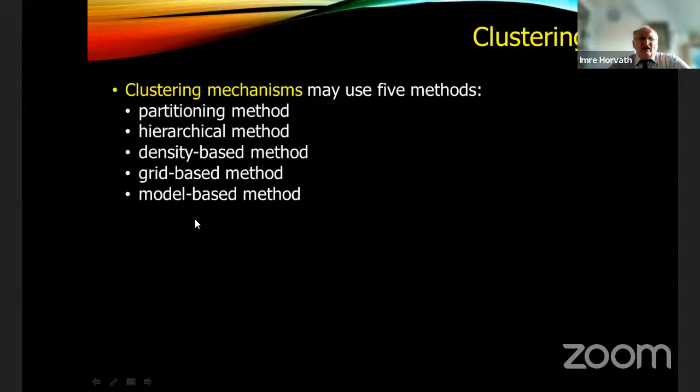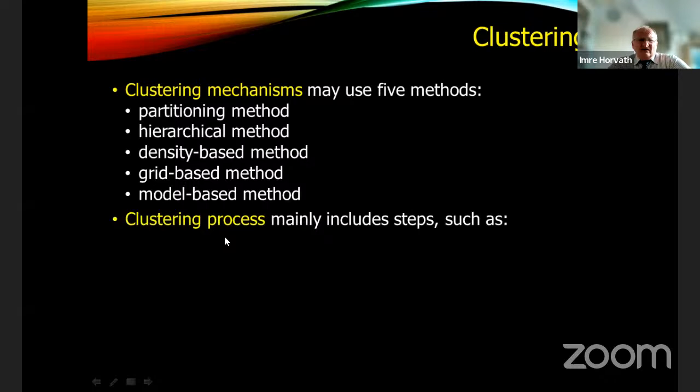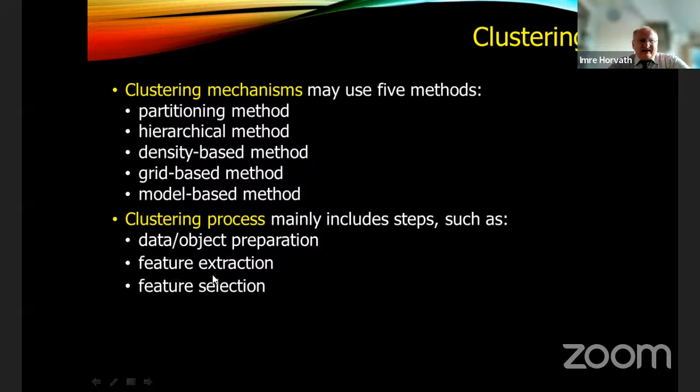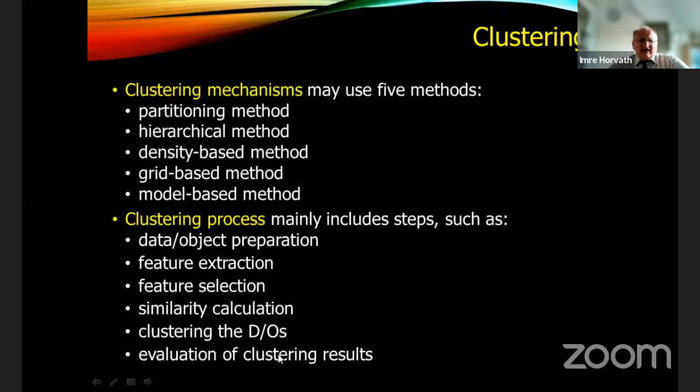The clustering process mainly includes the following steps: data and object preparation, feature extraction, characteristic extraction, feature selection, similarity calculation between the different entities, and clustering the data and object entities accordingly. Finally, when the clustering is completed, we have to see if there are any outliers, that is, data or objects which are not sorted into clusters, or if there is any unwanted overlap between the defined clusters.